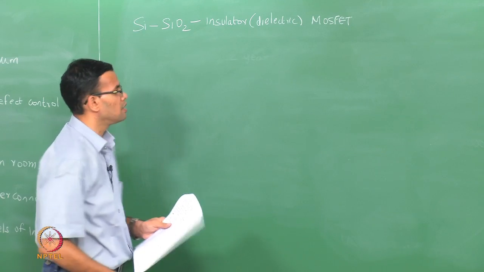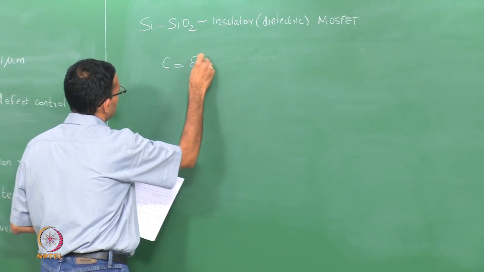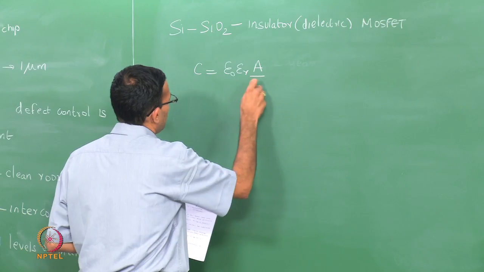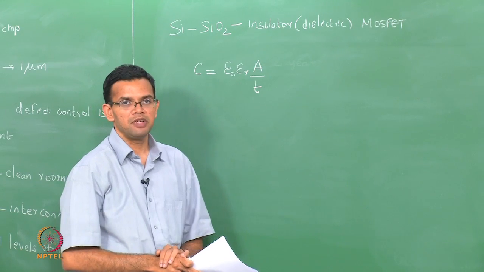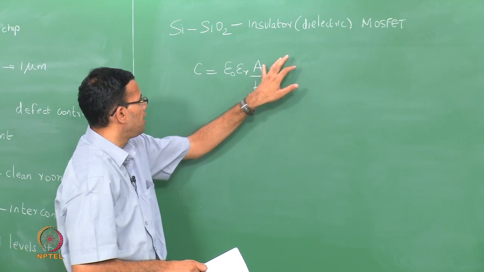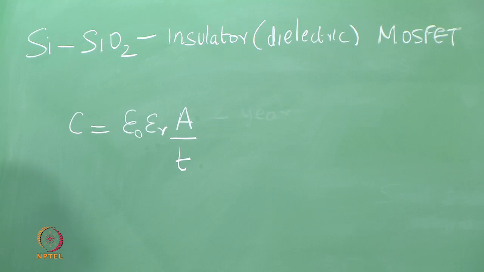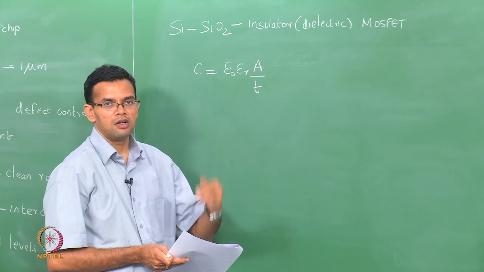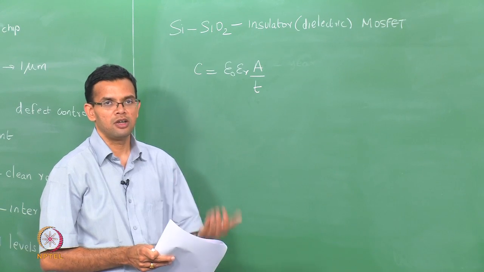So, in this case, the capacitance of the dielectric layer, again you have seen this before, is nothing but epsilon naught epsilon R A over T, where epsilon R is the relative permittivity of your device, A is the area and T is the thickness. So, as the device dimensions scale, the thickness also reduces, but if the oxide layer is very thin, then your electrons can basically tunnel through the oxide layer and destroy the channel.